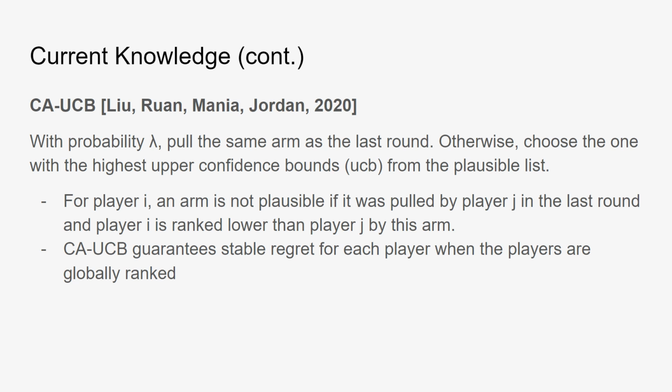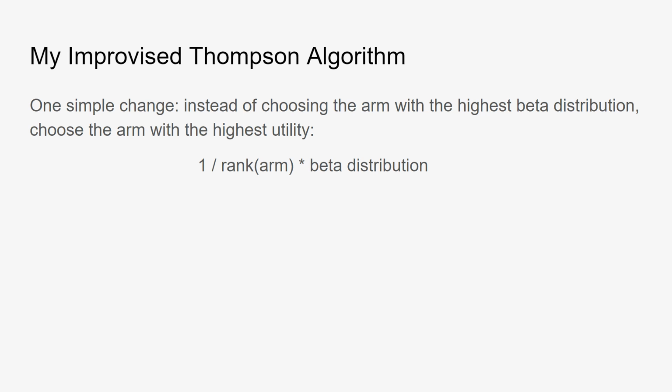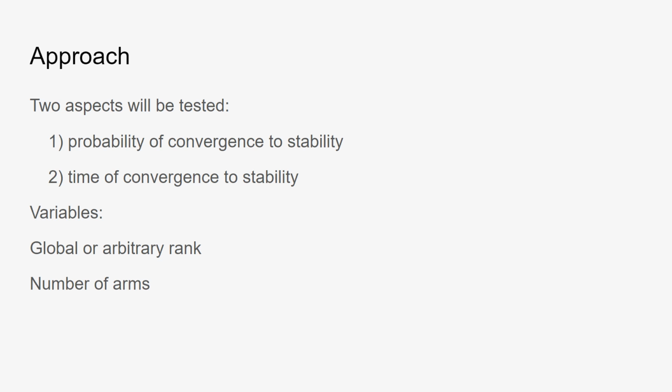With probability lambda, we pull the same arm as the last round. Otherwise, choose the one with the highest UCB value from the plausible list. An important assumption of the CAUCB algorithm is that it requires information sharing among players. Lastly, for Thompson, I made a simple change. Choose the arm with the highest utility, which is reward multiplied by the beta distribution.